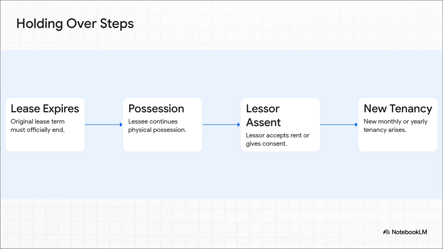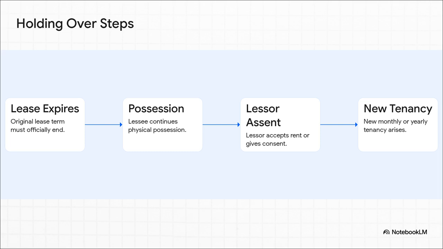Number 1, the lease must have expired. Number 2, the lessee continues in possession. Number 3, the lessor accepts rent or gives consent. And number 4, a new tenancy arises, which is either monthly or yearly. These 4 conditions must act sequentially to legally establish holding over. You simply can't have holding over if the lease is still active.